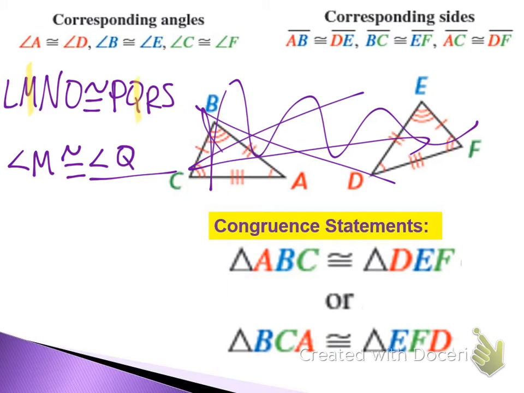What if I said segment ON? What would it be congruent with? SR, Reagan. It's okay. So O is the last letter, S is the last letter, N is the second to last, and R is the second to last. Good. So that's why the statement matters so much. You got to make sure the order it's matching. Okay. You can go ahead and flip when you're ready.